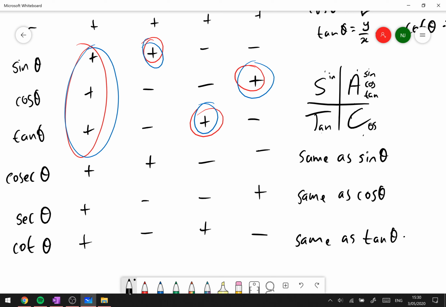Okay? So with that being said, that's the end of this video. We'll be talking about how these signs and the related angles are related to each other in the next one. So I will talk to you then.